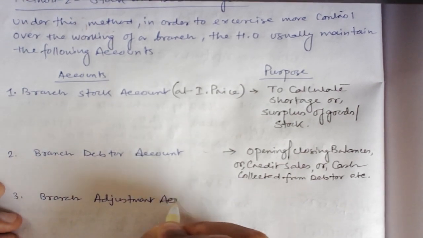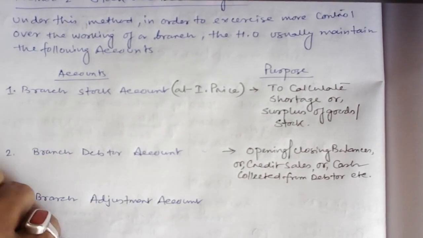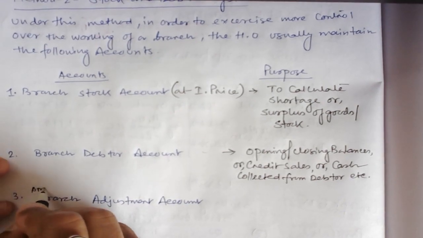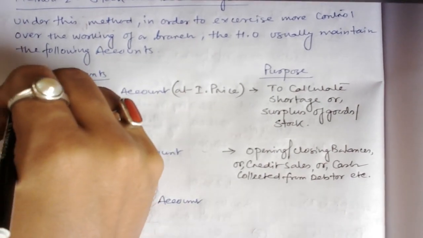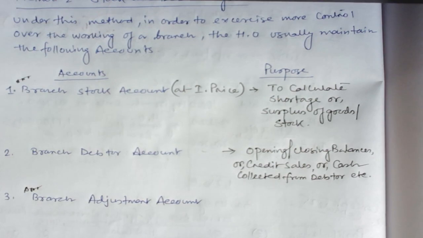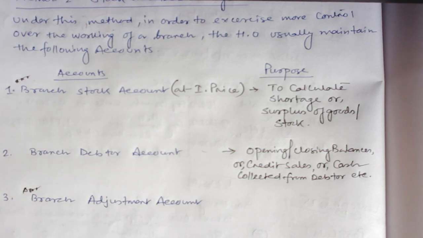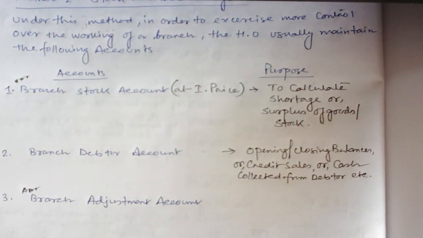That is a topmost account, that is a most important account. The way I mark the star mark, it means the important accounts. So the important account number 3 is the branch adjustment account. The branch adjustment account is very important as it helps us to calculate the gross profit or gross loss. That is very, very important. Gross profit or the gross loss, correct?